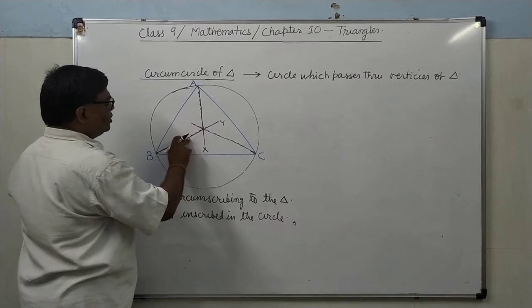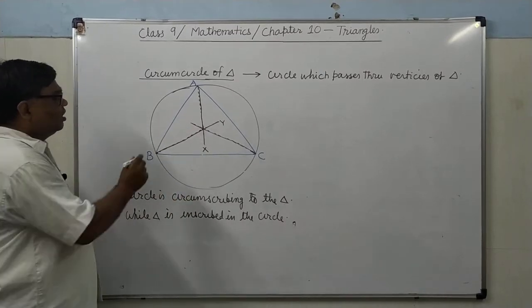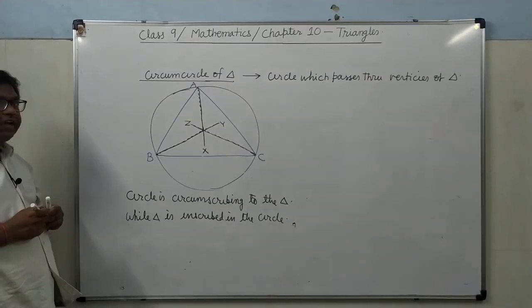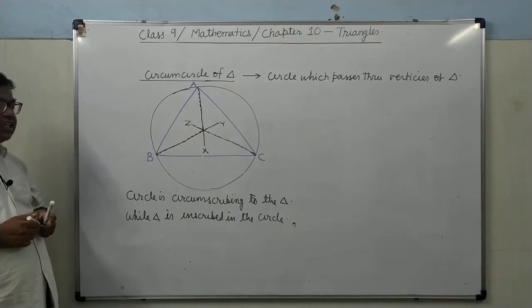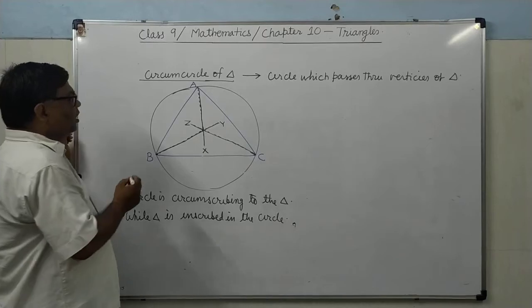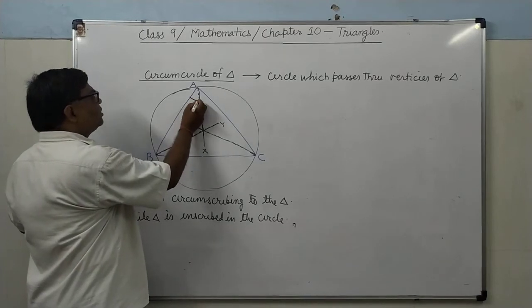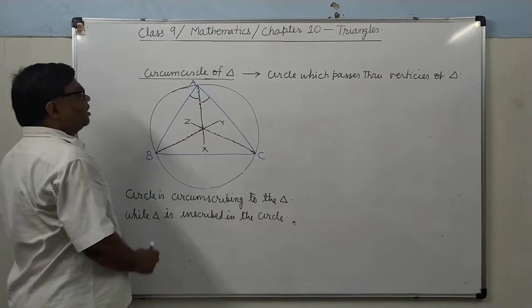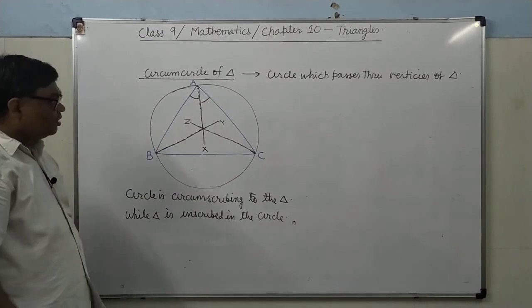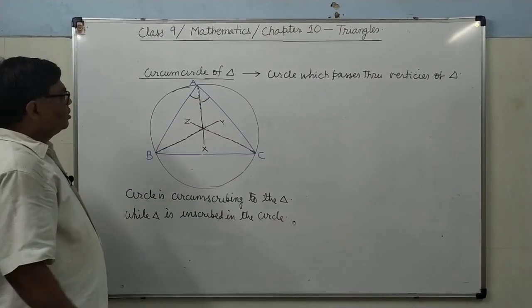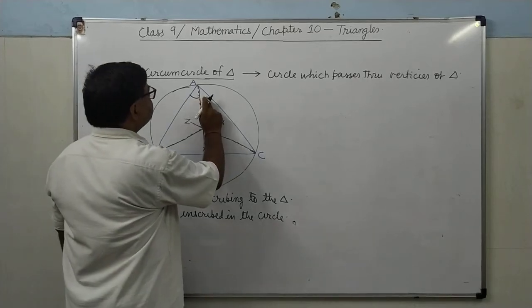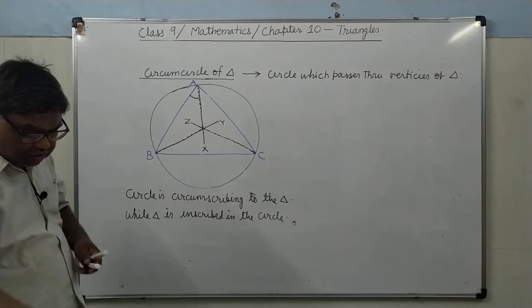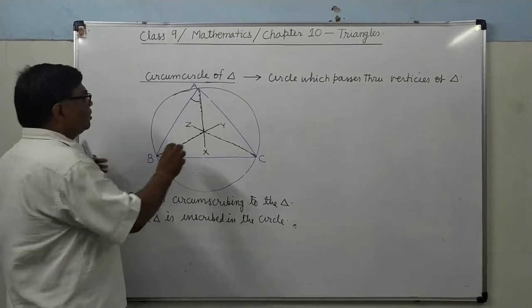You can see here, AX is the angle bisector of angle A. Therefore, this angle will be equal to this angle. Here, wait everyone, there is one mistake.